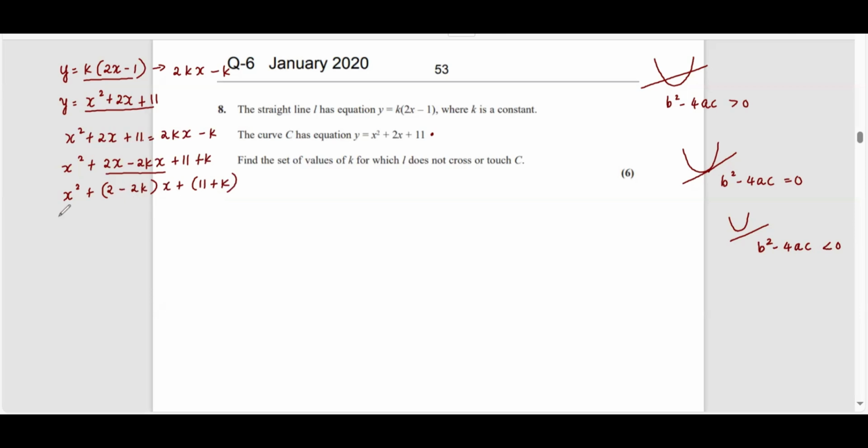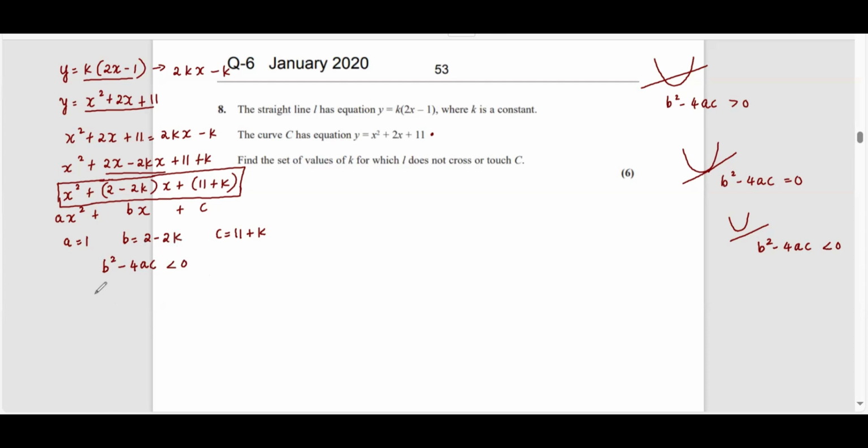We can compare this with the standard form, that is ax squared plus bx plus c. We have a as 1, b as 2 minus 2k, and c is 11 plus k. This is the resulting quadratic equation that I was talking about in the beginning. Here only we can use b squared minus 4ac less than 0. So according to the question, the discriminant should be less than 0.